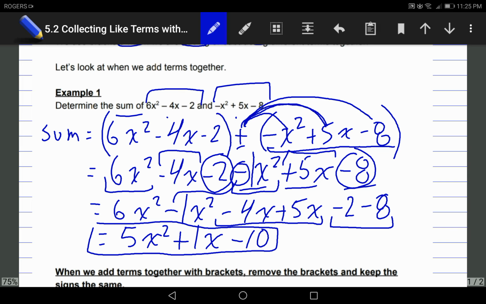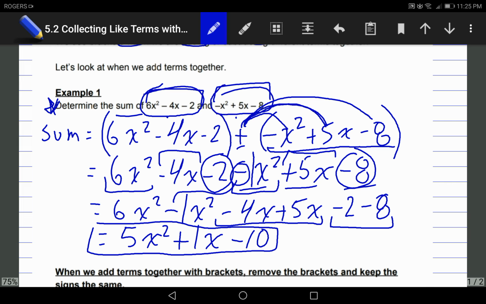Okay? So what did we learn here? We learned that if you're being asked in this manner to find the sum between two expressions, not just two terms, but two expressions. This whole thing is an expression. Okay, this whole thing is an expression.